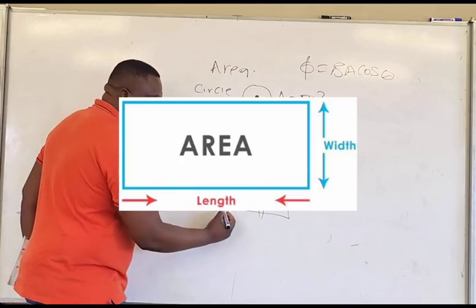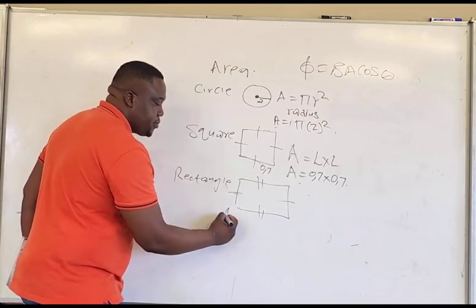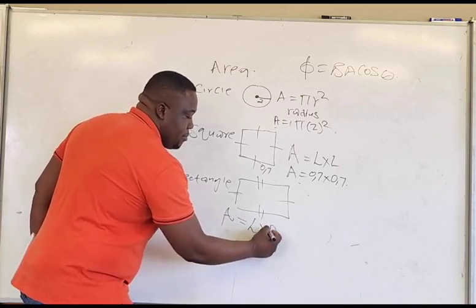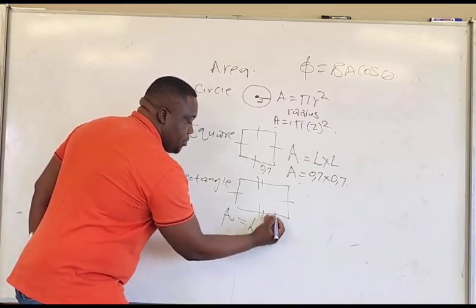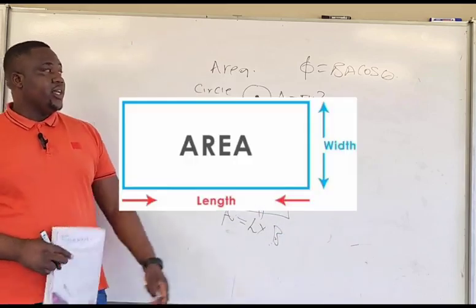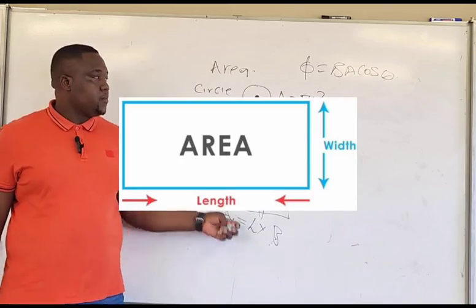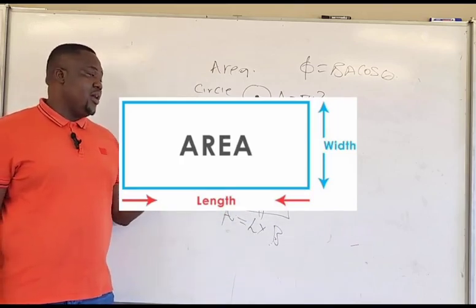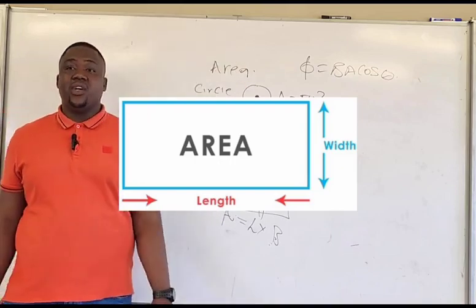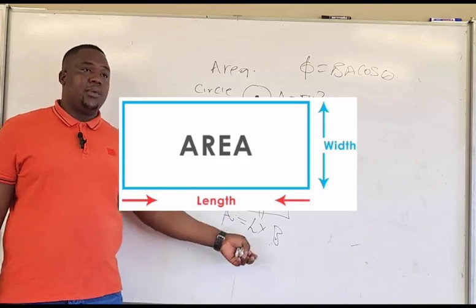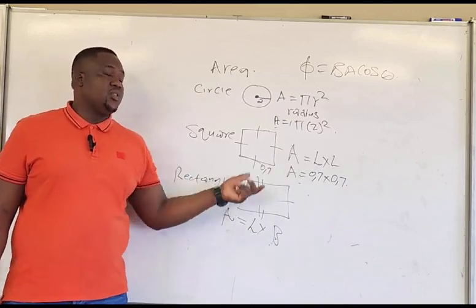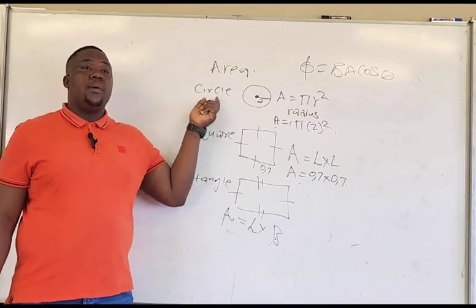So the area of a rectangle is given by length multiplied by breadth. L multiplied by B. That's how we calculate the area of a circle, of a square, of a rectangle. You need to know how to calculate the area. It's not difficult. For a rectangle, you multiply length and breadth. For a square, you multiply length and length because all sides are equal. For a circle, pi r squared.